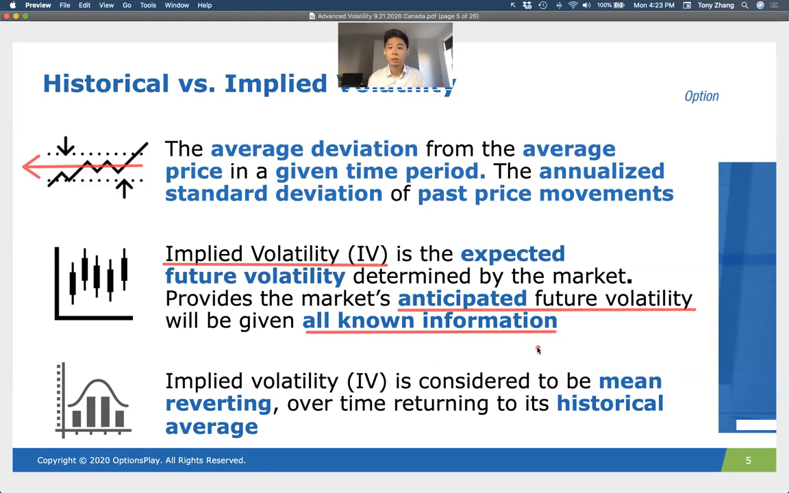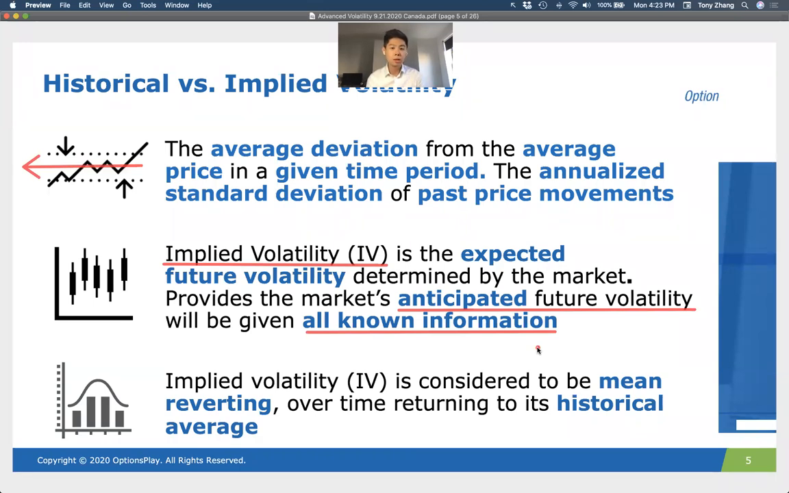Historical volatility gives us a better sense of what's happened in history, but implied volatility is what we're actually trading when we're buying and selling an option, because an option is simply an expression of the expected future movements of a stock, which includes volatility.